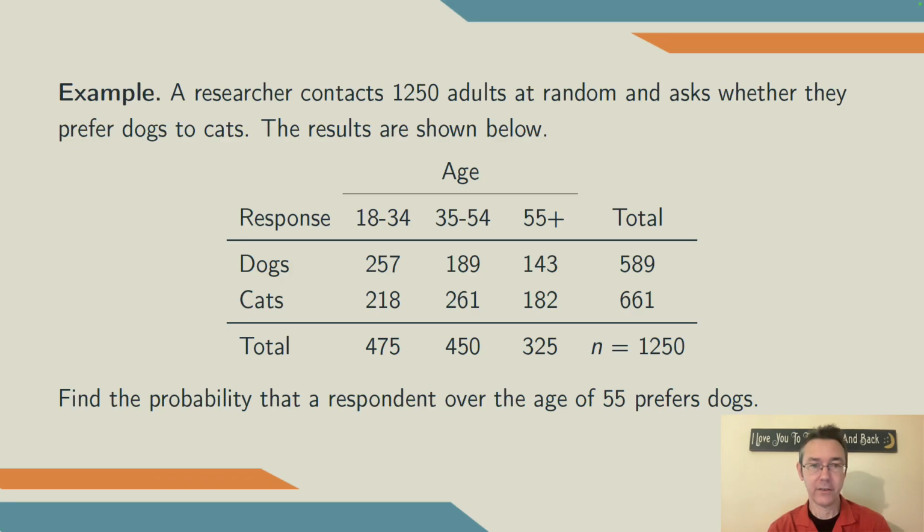A different sort of example. A researcher contacts 1,250 adults at random and asks whether they prefer dogs to cats. They also have it broken down by age into 3 different categories, and the results are shown in this table. Find the probability that a respondent over the age of 55 prefers dogs. As usual with my example problems, I recommend pausing the video and trying it on your own before seeing my solution.